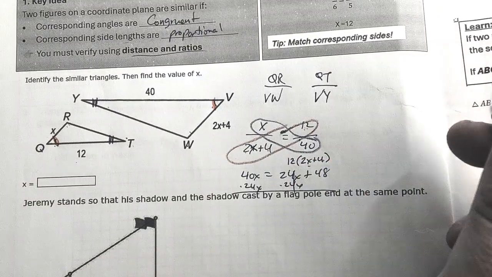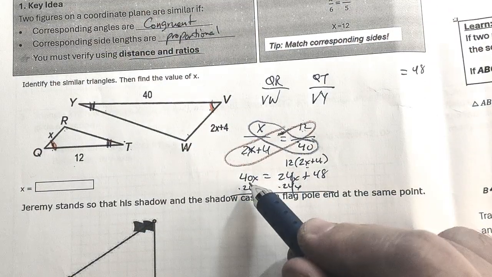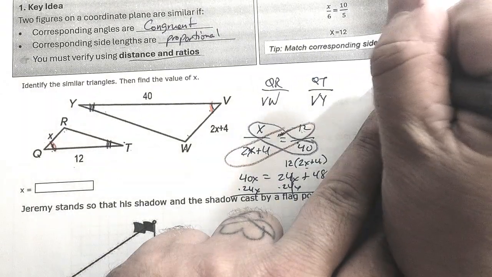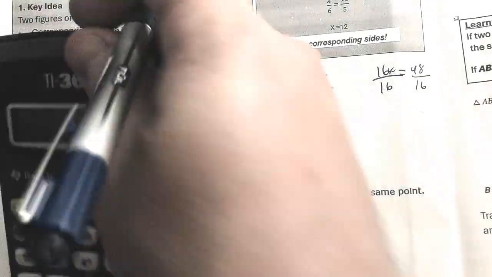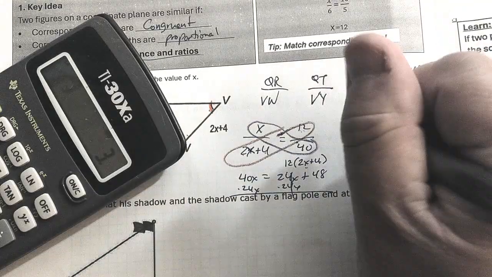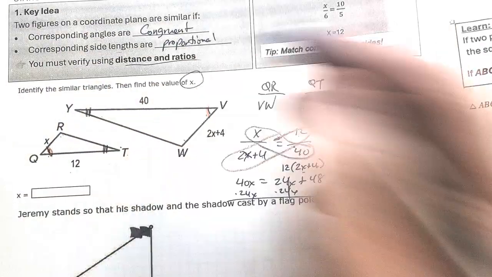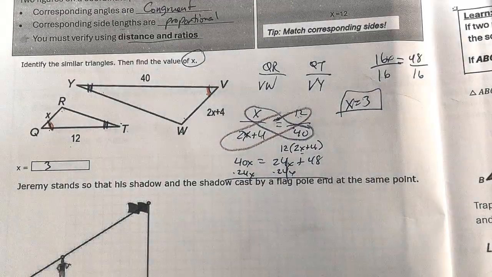So these cancel. We're going to write up here 48 equals, because 48 was the only thing left over here, and it equals 40x minus 24x, which is 16x. Then we're going to divide both sides by 16 because we're still trying to get x by itself. We got 48 divided by 16 gives us x equals 3. Now, what did this problem ask for? It asked for the value of x, which was 3. So we plug it in there.